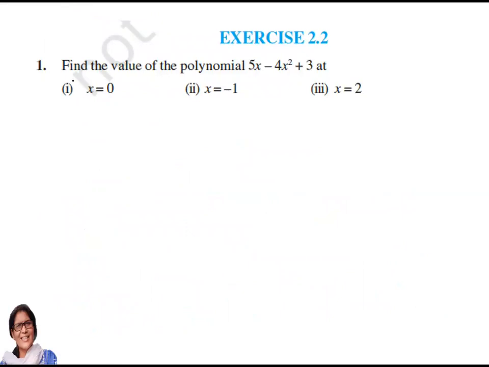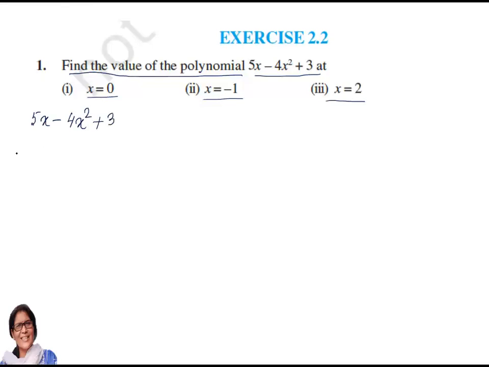This is a question based on this. Find the value of this polynomial 5x minus 4x square plus 3 at x equal to 0, at x equal to minus 1, at x equal to 2. So for each part of the question, I'll put the value in the x in the polynomial. What is the polynomial? Polynomial is 5x minus 4x square plus 3.